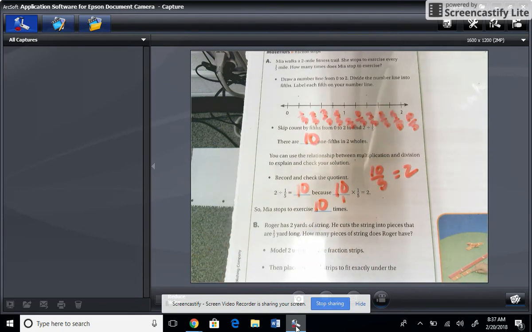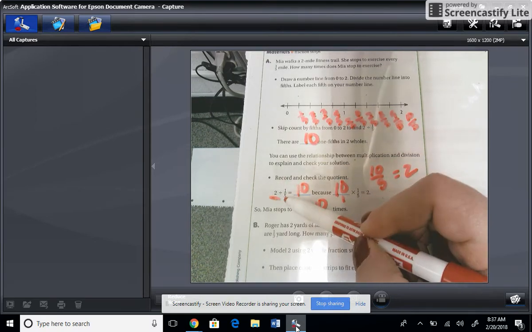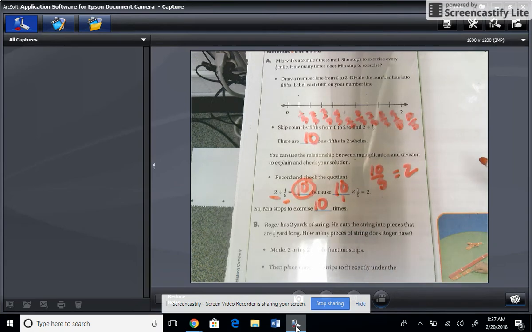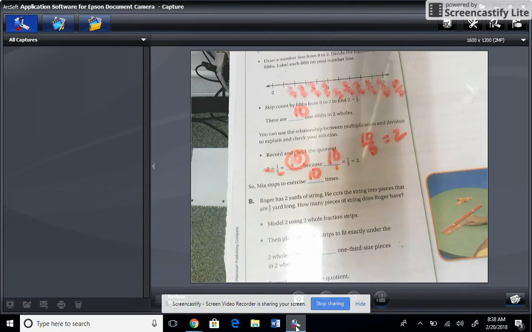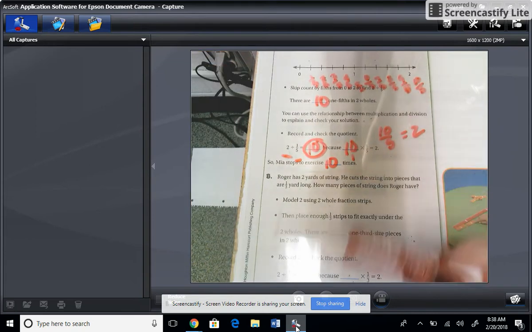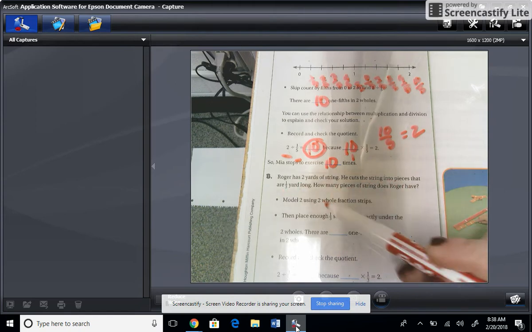So what I've noticed so far, just by stopping and looking at it: if I start with a whole number and I divide it into equal parts of a fraction, I still get a whole number. All right, let's see if that trend or pattern continues. Roger has 2 yards of string. He cuts the string into pieces that are 1/3 long. How many pieces does he get?